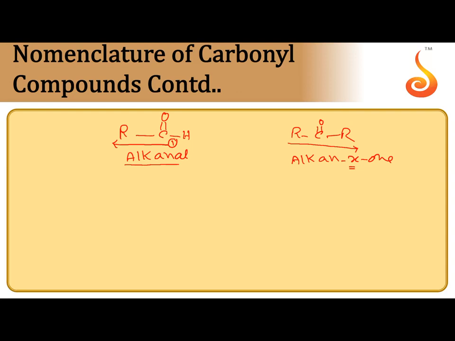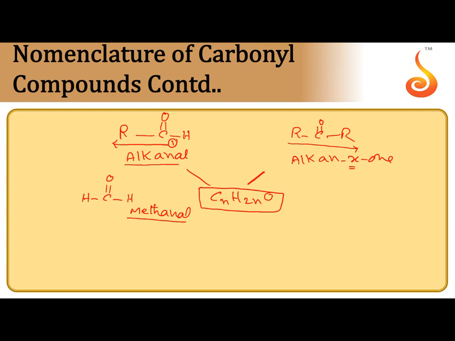The general molecular formula of these two is CnH2nO. So aldehydes and ketones containing the same number of carbons can act as functional group isomers. The first homologue of the series is HCHO, methanal. This is the IUPAC name.